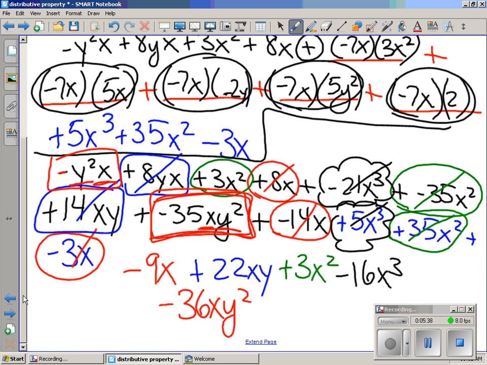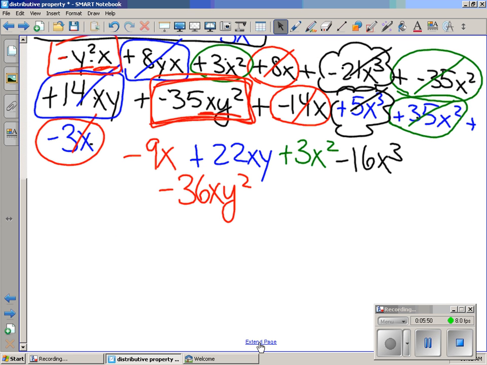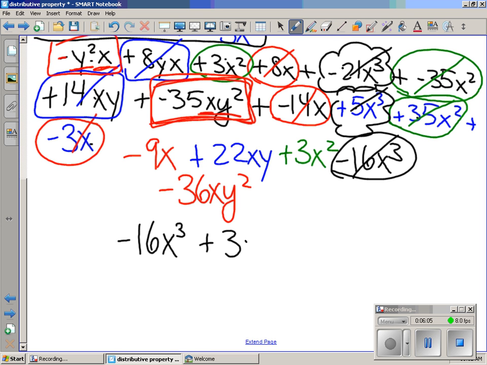And now let's go through, I think we dealt with every term. Okay, so we combined everything we could. Now let's order it according to the x term. So I'm going to write negative 16x to the third. Then from here, I'm going to write down the 3x squared.